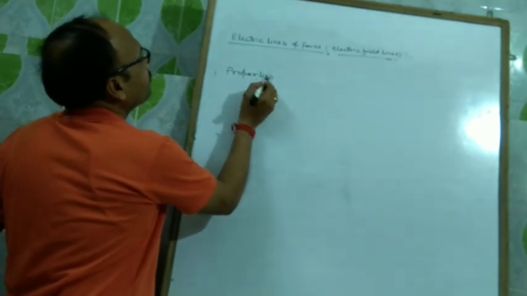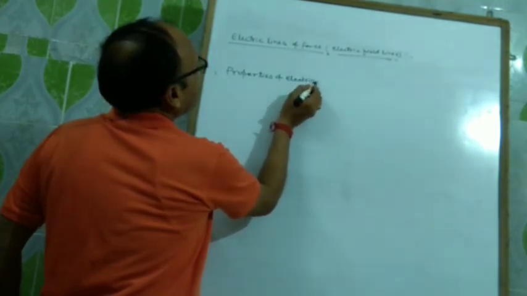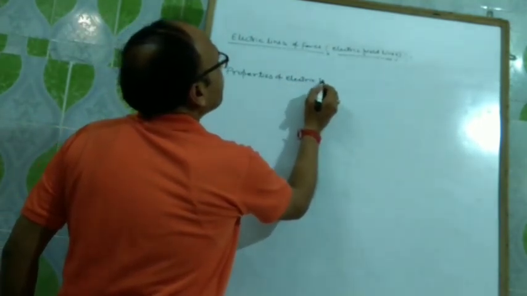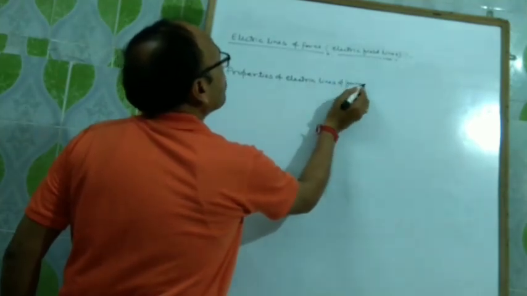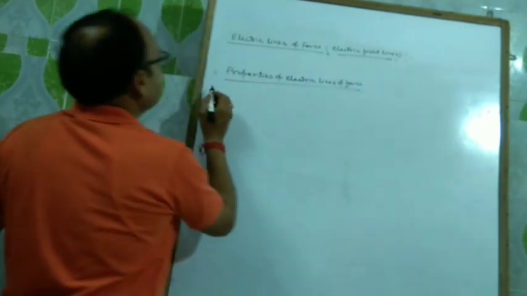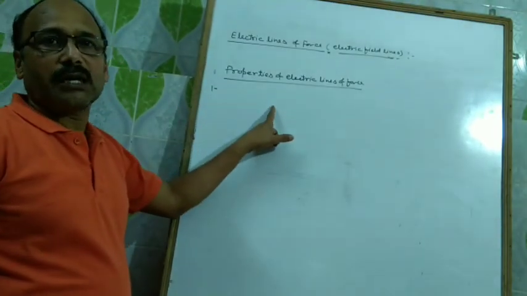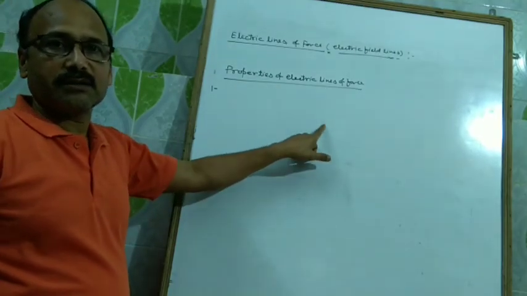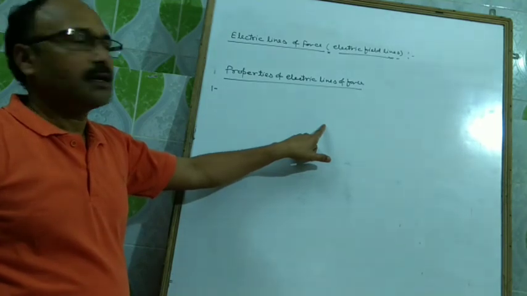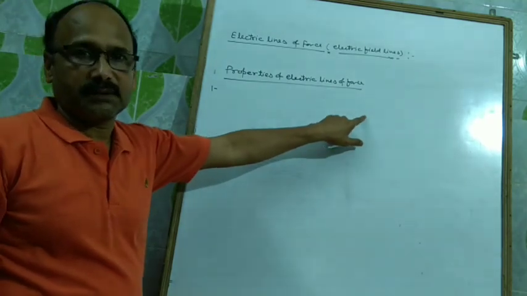Properties of electric lines of force. First property: these electric lines of force are continuous but do not make closed curves.